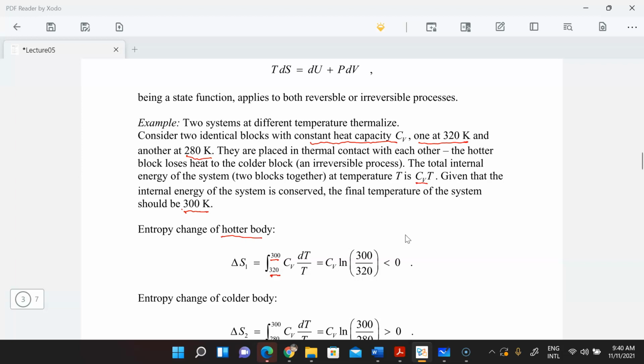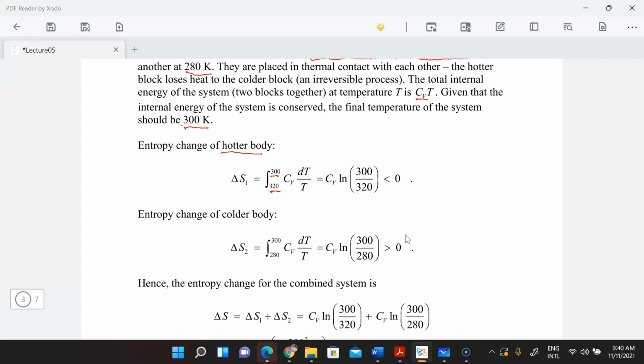Okay, so what about the colder body? Then you do the same. So here again the limits are different now. It's 280 going to the final temperature 300. Okay, and in this particular case you can see that the numerator is actually bigger than the denominator, so that will be a positive number. So one block has a negative change in entropy, and one has a positive change in entropy.